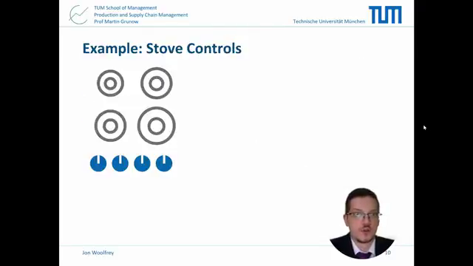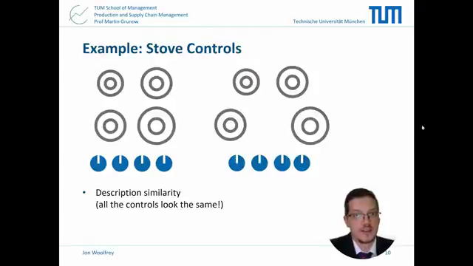Next, stove controls. So many of you probably experienced this. Have a look at this picture. Which switch matches which hot plate? It's not obvious. And what we have here is a problem with description similarity, in that all the controls look the same. And what we should do is rearrange the spatial layout of our controls and the hot plates themselves. And this is the idea of using visual management to mitigate error.